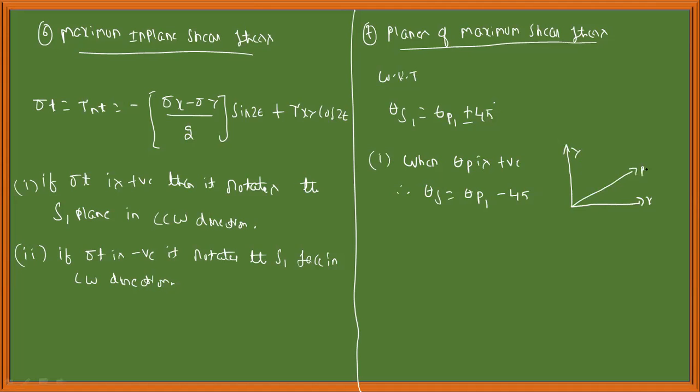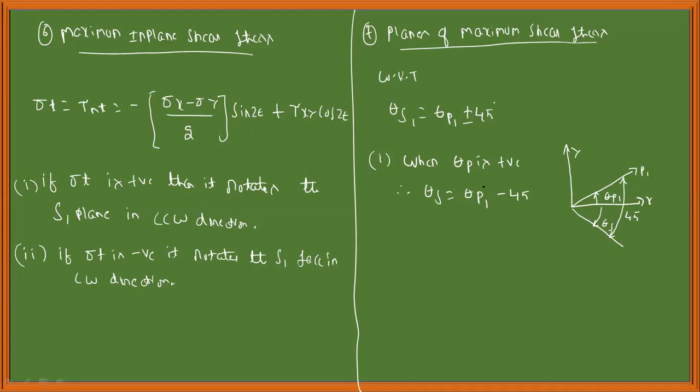If this is the p1 plane, positive counterclockwise is positive. This is theta p1. If this is positive, my theta s should be at a certain angle. This is theta s, and the difference between these two should be equal to 45 degrees. Theta s is equal to theta p1 minus 45 degrees. Okay, this is what it means.